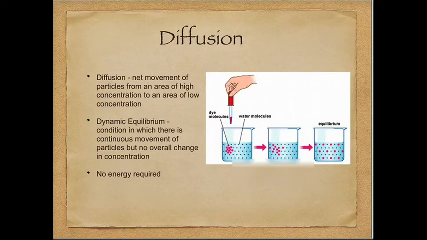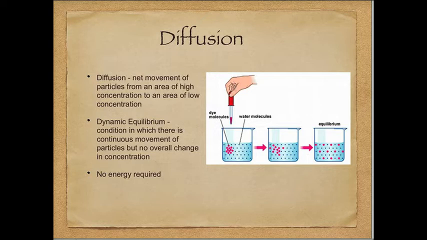The first category, which is part of passive transport, is diffusion. Diffusion, very simply, is the net movement of particles from an area of high concentration to an area of low concentration. If you look at this diagram here, we are adding dye to water. In the beginning, there's a high concentration of dye molecules on this side, and then once we let it sit for a while, they start to spread out until equilibrium is achieved. Equilibrium means that there is a uniform mixture of those dye particles throughout the solution.